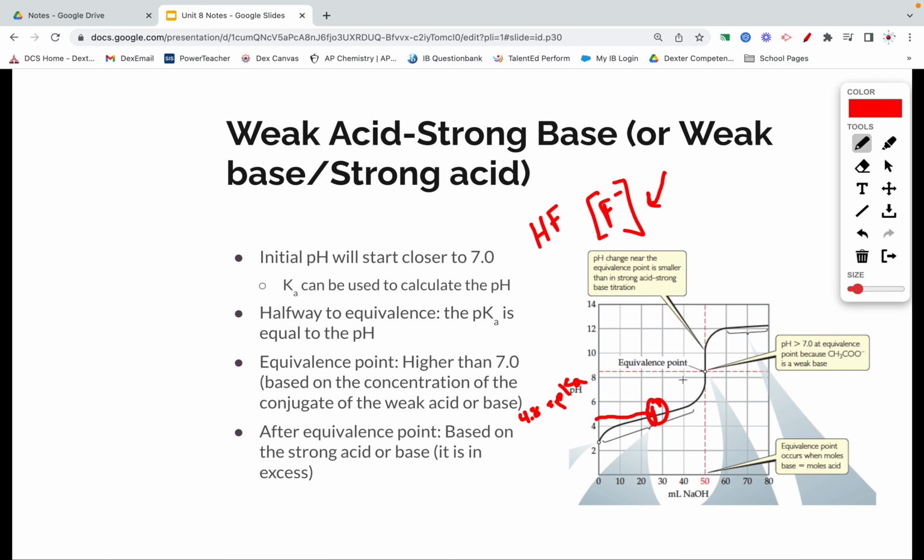And then at the equivalence point, obviously, is still where molar ratios are equal, so the moles of our acid are equal to the moles of our base. But in this case, you should see that it is a higher equivalence point. It's not going to be at 7, it is going to be more basic, because if you look at it, it is based upon the concentration of our weak base, our conjugate. And then finally, once there is more sodium hydroxide or our strong base versus our weak acid, the pH is going to be based upon our strong base.